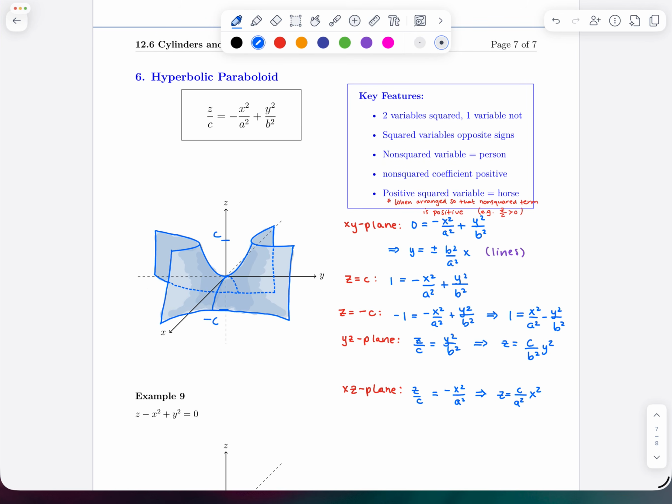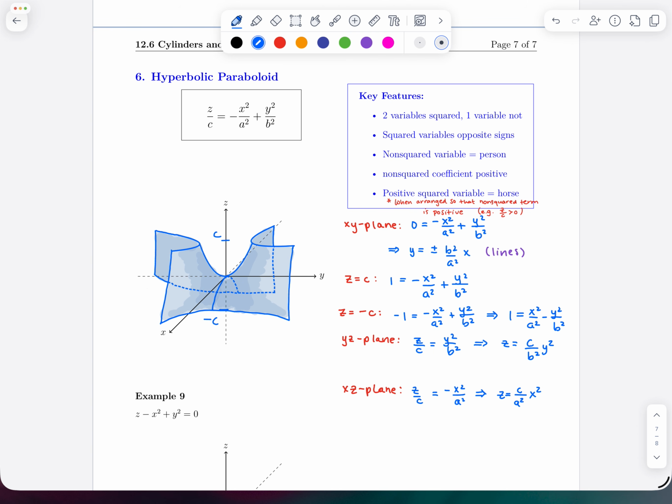Last but not least, we have the hyperbolic paraboloid, which is the most complex of our quadric surfaces. The good news is that we're not going to do all that much with this surface in this class. You are responsible for knowing how to identify it. I'm not going to require you to try to draw it ever.